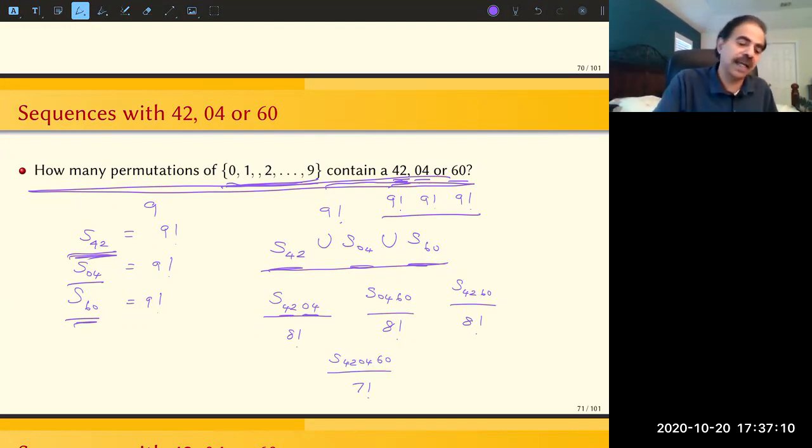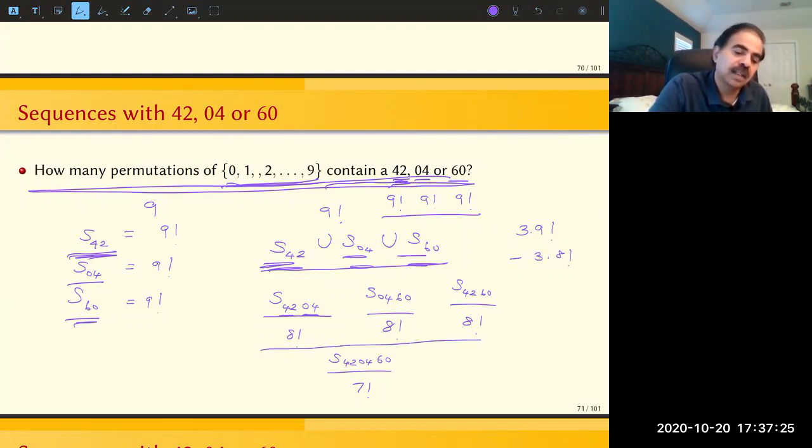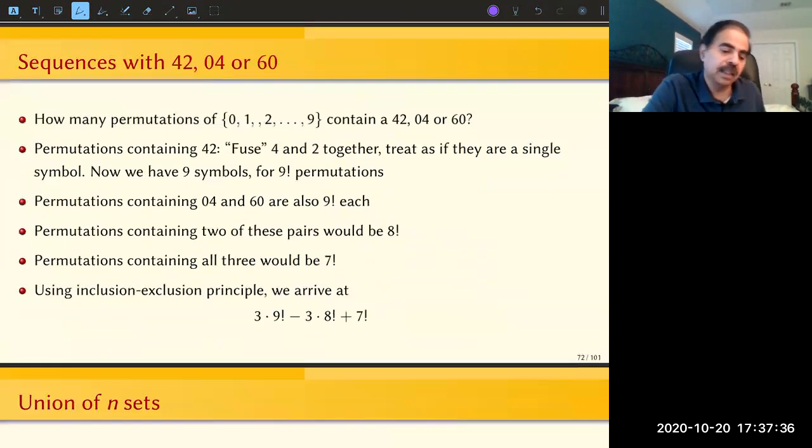So the final answer is 3 times 9 factorial for adding up the sizes of each of these sets, minus 3 times 8 factorial for taking out these, and then adding back the 7 factorial. So this is what we do, and that is the final answer.